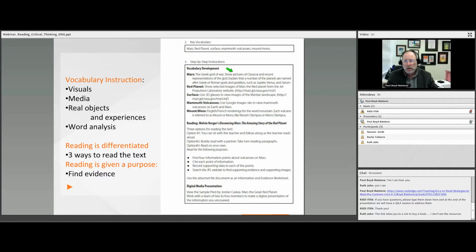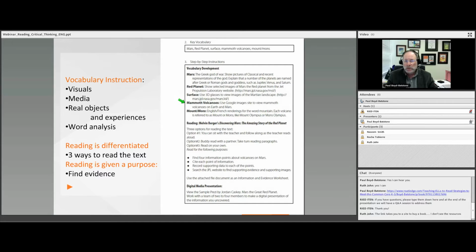In order to learn about Mars, we're going to find out about the Greek god of war and learn about the background of how different planets are named after different Greek gods, such as Jupiter, Venus, and Saturn. With the red planet, I'm going to show images from Jet Propulsion Laboratory's website to see the red dirt of that planet. We're also going to look at a brief video using our 3D glasses that shows the different contours and the surface of the planet. See how that changes.